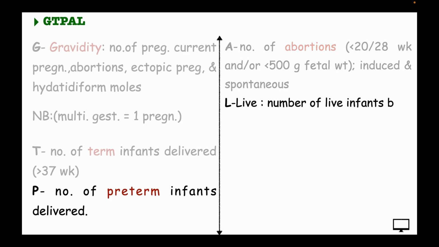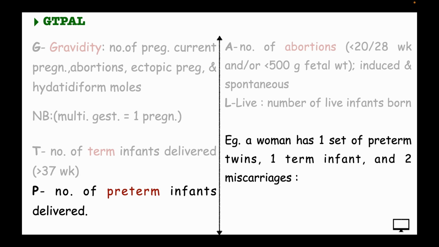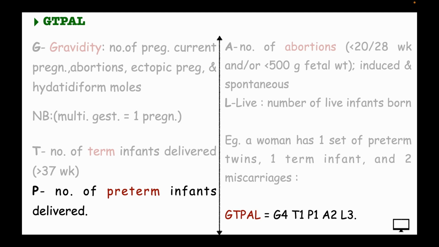Now, the L represents live, that's the number of live infants which have been born to this woman. And so let's look at some examples to make everything very clear. If we have a woman who has a set of preterm twins, one term infant, and two miscarriages, the GTPAL is going to be gravida 4, term 1, preterm 1, abortions 2, and live births 3.